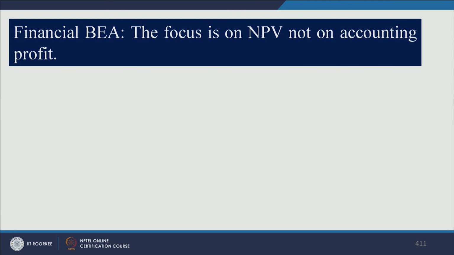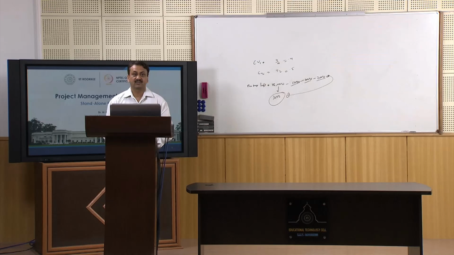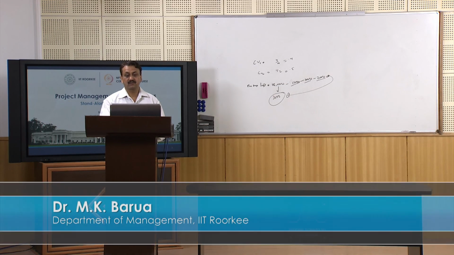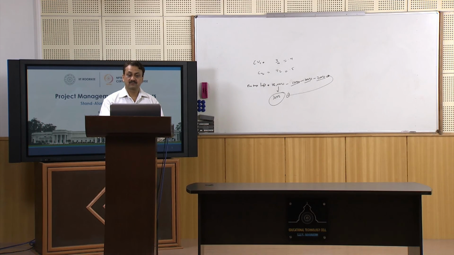Now, let us look at financial break even analysis. The focus here is on NPV, not on accounting profit. So, you can also calculate what the financial break even point would be for sales; in other words, at what sales value you will reach the break even point. For example, in this case, when sales was 9 million, you achieved accounting break even. In this question, for some other value of sales, you will achieve financial break even.